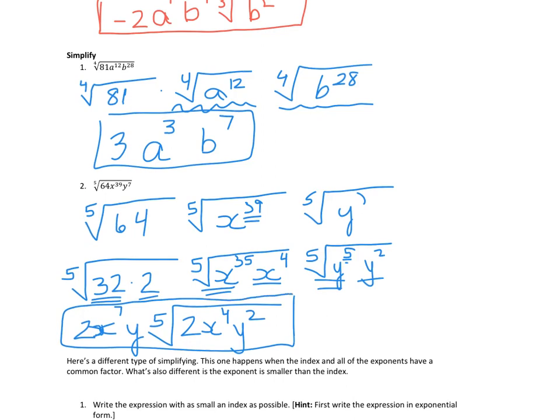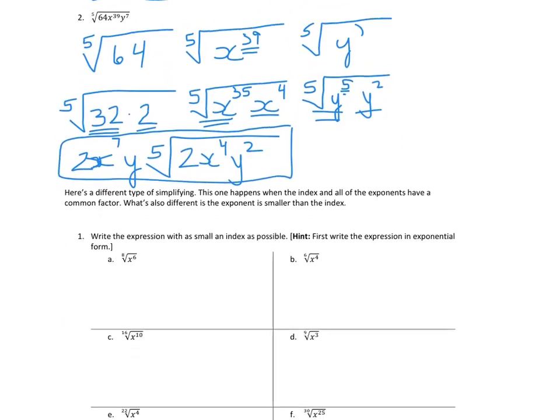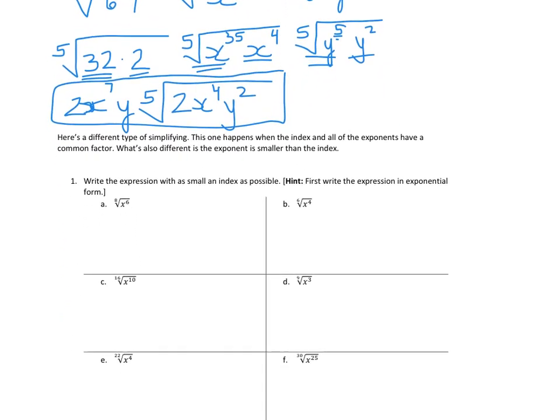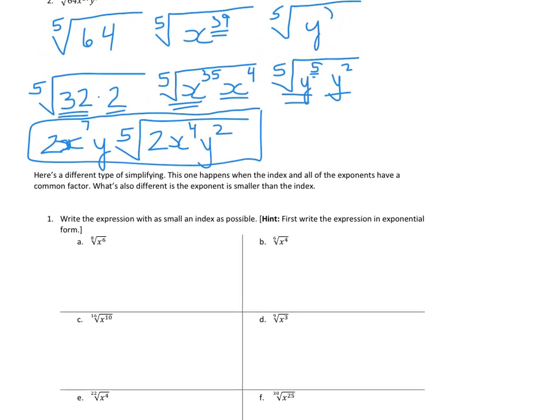So we have to simplify whenever the index is smaller than the exponent. And then I'll write that down because we're going to do something else different. Notice here, these are all examples when the index was smaller than the exponent. Now let's look at an example where it's the opposite.